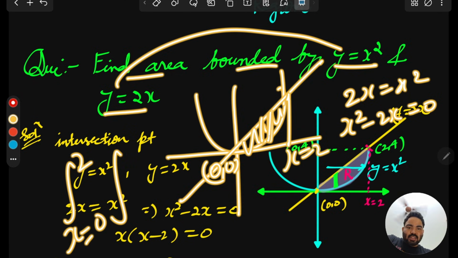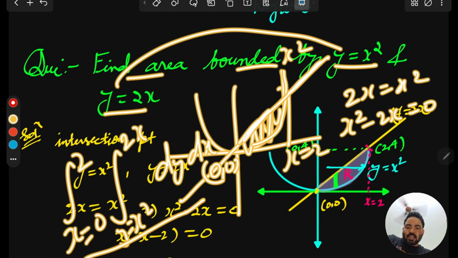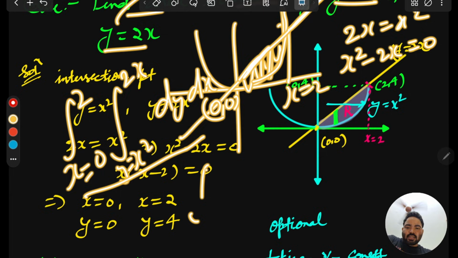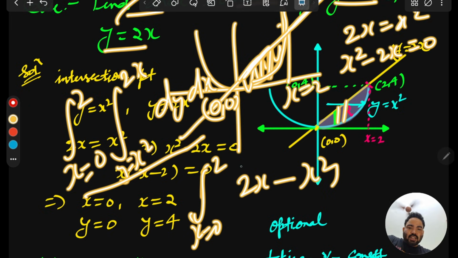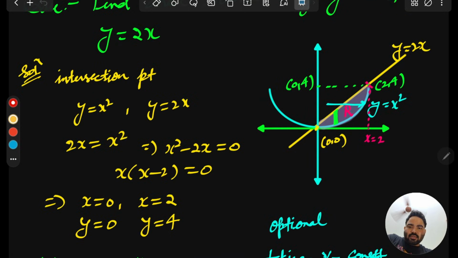And how is y moving? The lower side of y is moving along this curve x square, so y equal to x square, and the upper side is moving along this line 2x, so y equal to 2x, and this is dy dx. Simple, you can solve by the double integral. If you want to solve by the single integral, then x is moving from 0 to 2, the top curve is 2x, and the bottom curve is x square. Just do the integration, and a simple integration is left. So this is the way you can solve this question.